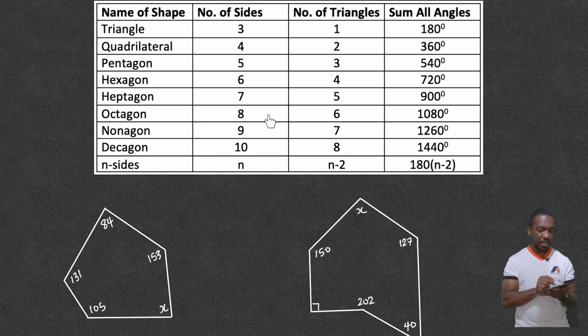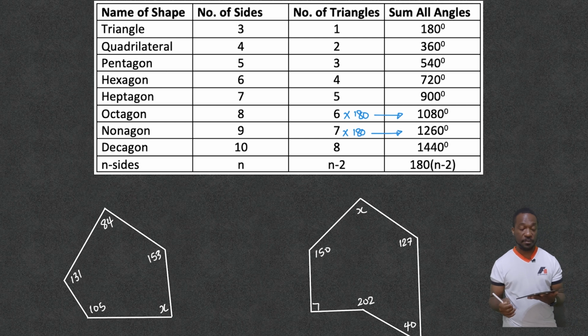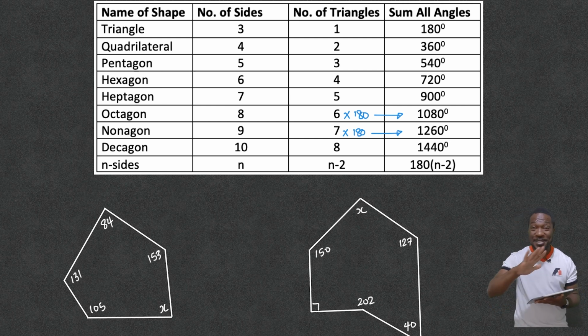So we've just worked out an octagon here. How did I get that answer over there? Well, I got that answer because an octagon has got 6 triangles. If I multiply that by 180, it's going to give me 1080. A nonagon has got 9 sides there and 7 triangles in it. So if I multiply that by 180, that gives me my 1260 over there. So that's pretty straightforward and easy, right? Now that we know that, let's go and do a couple of questions to finish off this video.